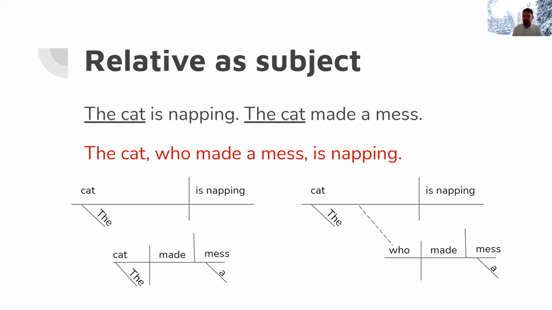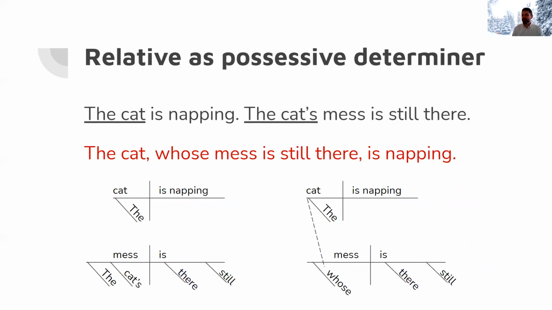So when we look at the diagram here, we have two sentences. One of them is the cat is napping. The other one is the cat made a mess. But then we can connect them by replacing the second, the cat, with the who, and then connecting that who with the dotted line up to the cat. It's describing that cat. It's an adjectival clause, which is giving us more information about the cat. So the cat who is napping, or the cat who made a mess, is napping. You could also flip it the other way and say the cat who was napping made a mess. In this case, either option would be acceptable.